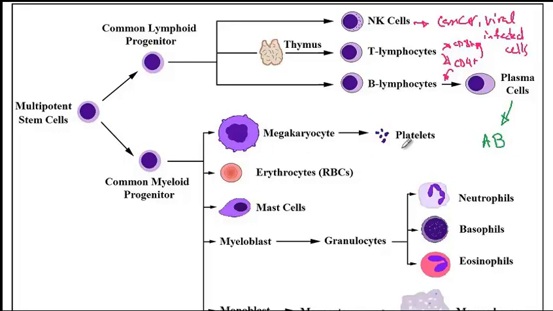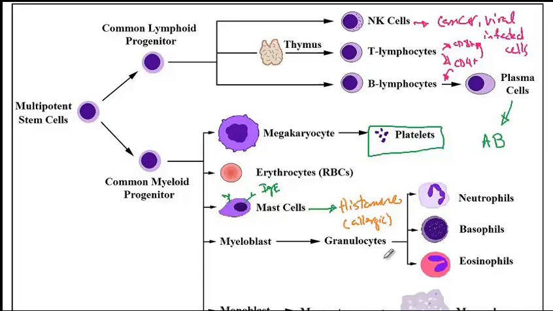Then there are megakaryocytes that produce platelets. These are required for coagulation. Red blood cells for carrying oxygen and carbon dioxide. Then we have mast cells. We just discussed these mast cells have IgE receptors. As a consequence of which, upon their activation, they would release histamine that will induce an allergic reaction.